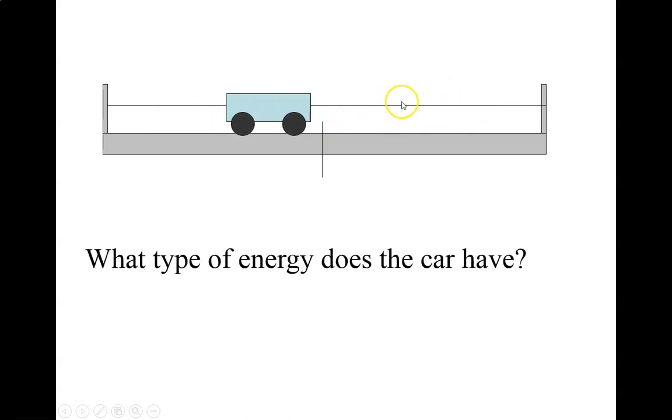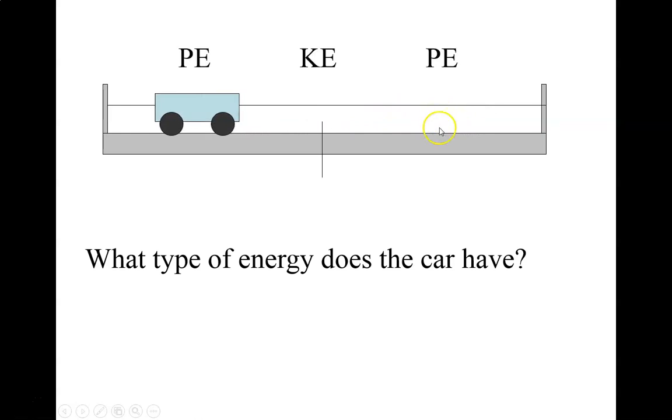So what type of energy does the car have? Well, we've already kind of covered that a little bit. It's got kinetic energy when it's moving, and then at the ends, when it's not moving, all that energy is in the form of potential energy. And the type of potential energy it'll have, if there's a spring that's being stretched, would be elastic potential energy in this case. So a vibration is really just the transfer of energy between potential and kinetic.